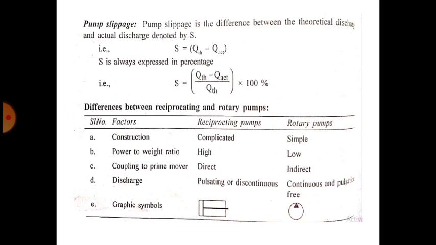In reciprocating pumps, direct coupling to a prime mover can be done, whereas in rotary pumps the coupling to the prime mover is indirect. Discharge of reciprocating pumps is pulsating or discontinuous, and discharge of rotary pumps is continuous and without pulsation. We have also shown the graphical symbols for the reciprocating pumps and rotary pumps.